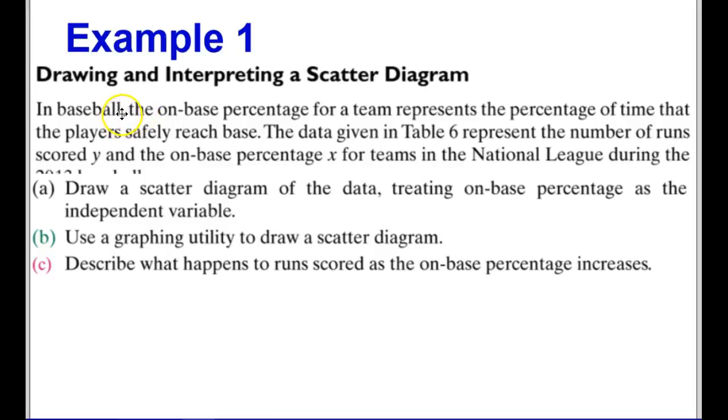So in baseball, the on-base percentage for a team represents the percentage of time that the players safely reach base. The data given in this next table that I'm going to show you represents the number of runs scored, which is Y, and the on-base percentage for X during our baseball season. So first we have to draw our scatter plot, and then we're going to describe what happens based on our data.